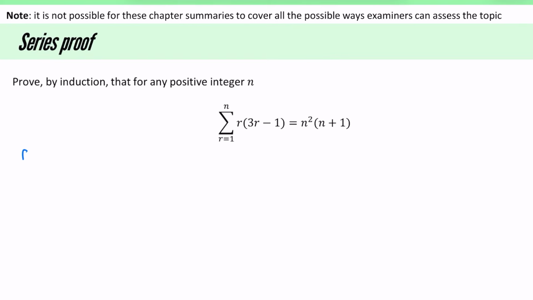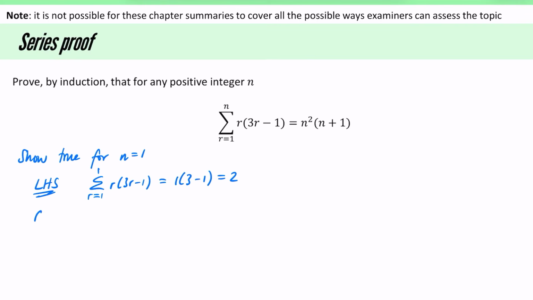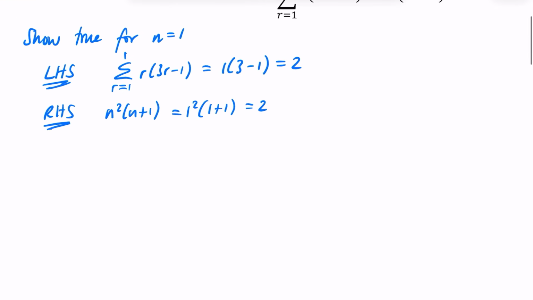So the first thing is we need to show that it's true for n equals 1. Now, for the left-hand side of the equation, we would have the sum from r equals 1 to 1 of r(3r minus 1). In other words, we just substitute 1 into that. So that's 1 times (3 minus 1), which is just 2. Now, for the right-hand side, we substitute n equals 1 into n squared times (n plus 1). So that's 1 squared times (1 plus 1). That is also equal to 2. So because they're both equal to 2, we can say, hence, it is true for n equals 1.